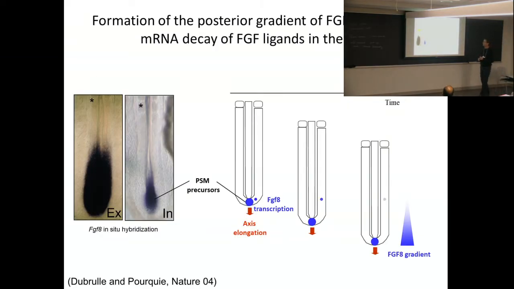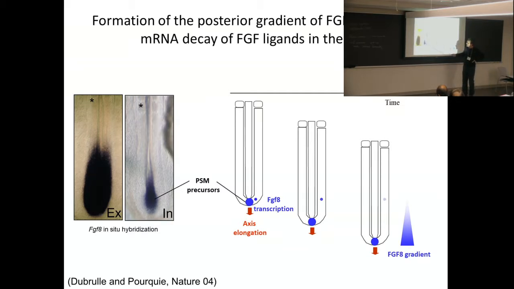And in fact, we had also shown that this gradient is established in the embryo by a fairly unorthodox mechanism, which involves RNA decay. The idea is that only the cells in the precursor area of the tailbud transcribe the messenger RNA for FGF in these progenitors. When they exit this zone, they stop transcribing this messenger RNA while the embryo continues to elongate. As a result, the mRNA in the cells progressively decays, and that leads to the formation of a messenger RNA gradient. So there's no source and sink in this context. It's essentially an intrinsic messenger RNA gradient.